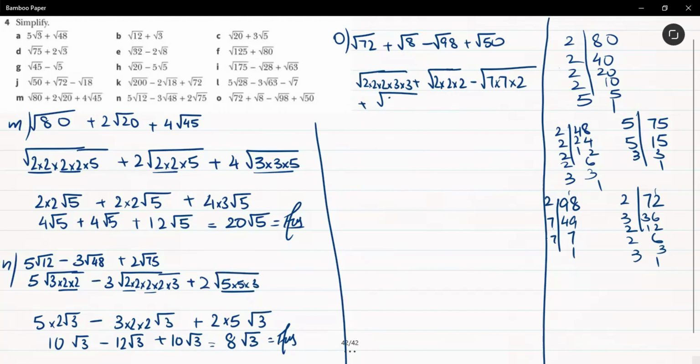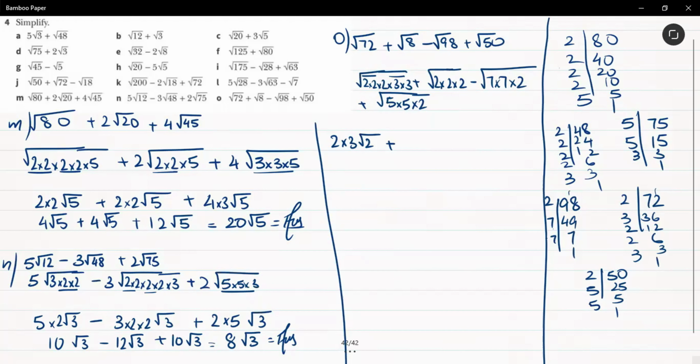Plus under root 50. What's under root 50 equal to? Let me just find that out. 2 25s are 50, 5 5s are 25, 5 5s are 25. So under root 50 is equal to 5 multiplied by 5 multiplied by 2. Now just simplify each of these terms. So first of all, the first one, we've got a pair of 2 and a pair of 3. So it's equal to 2 multiplied by 3 under root, what's remaining inside, 2.